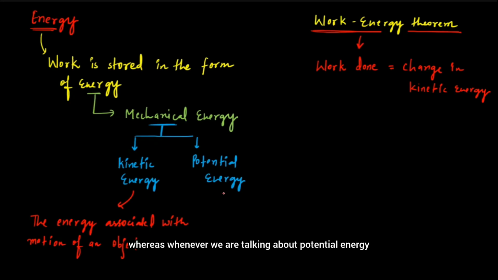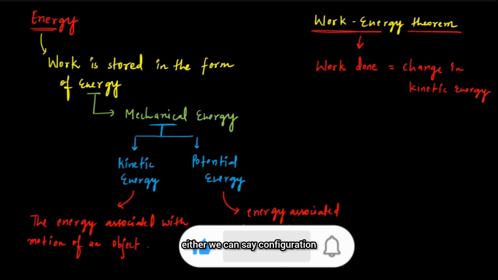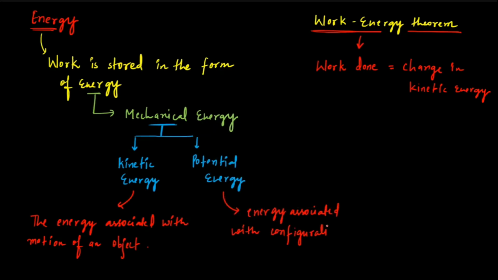Whereas whenever we're talking about potential energy, this is that form of energy which is associated with either we can say configuration, or we can say position of the given object. So this is the major difference between these two. Let us try to understand these two types of energy in detail.